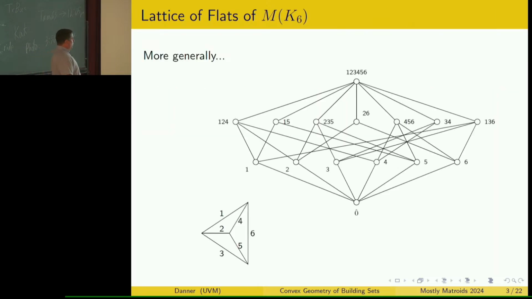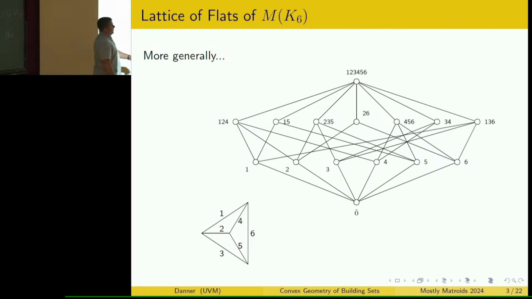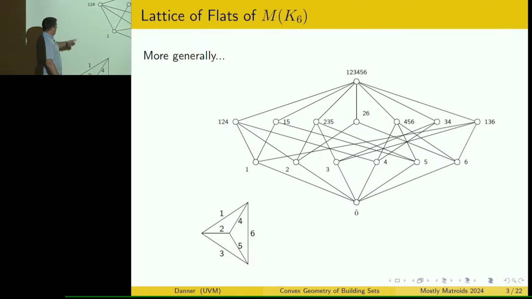Here's an example more generally. Some of you maybe have thought about the lattice of flats of graphs, but here's the graph K6, the complete graph on 6 elements. You can see the flats are closed in the sense that if I have 1 and 3, I have to include 6 because 6 is dependent upon 1 and 3. So that shows up over there. And for example, 1, 2, 4, we get this triangle here. So we get this lattice of flats.